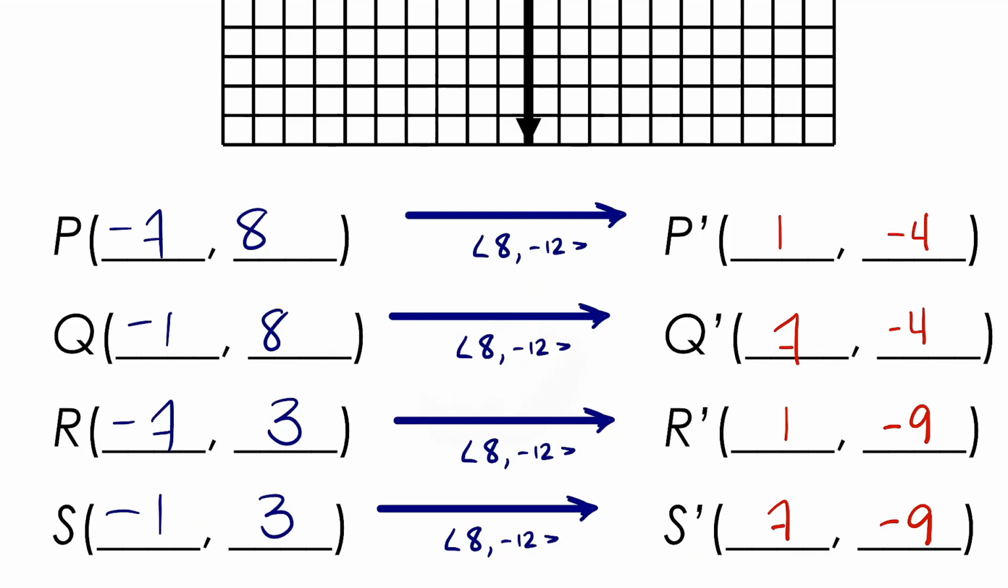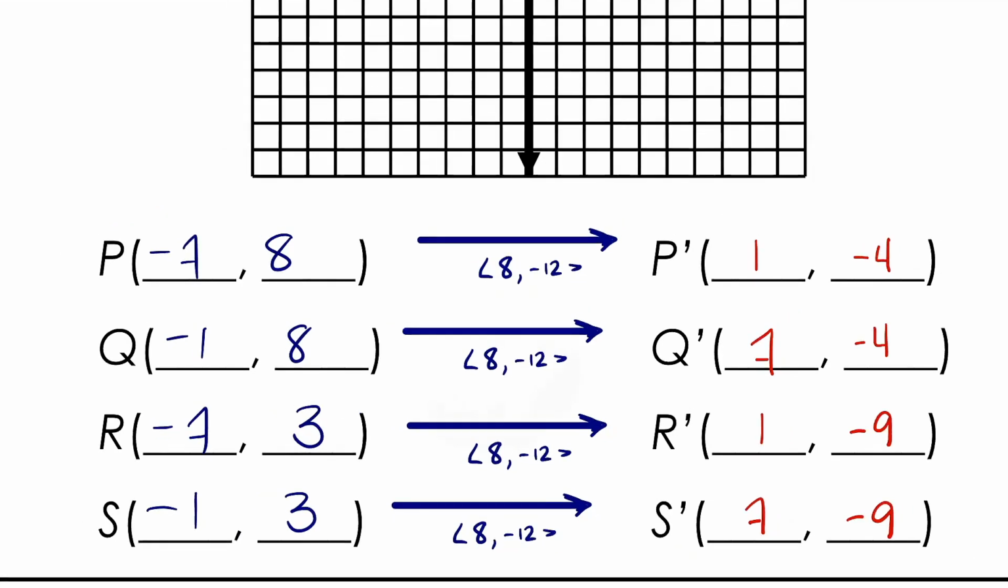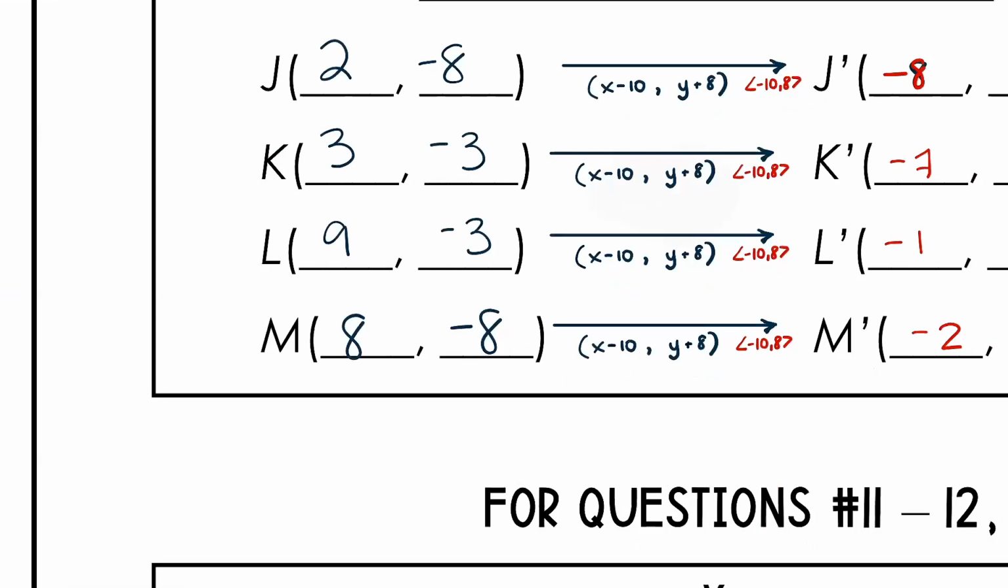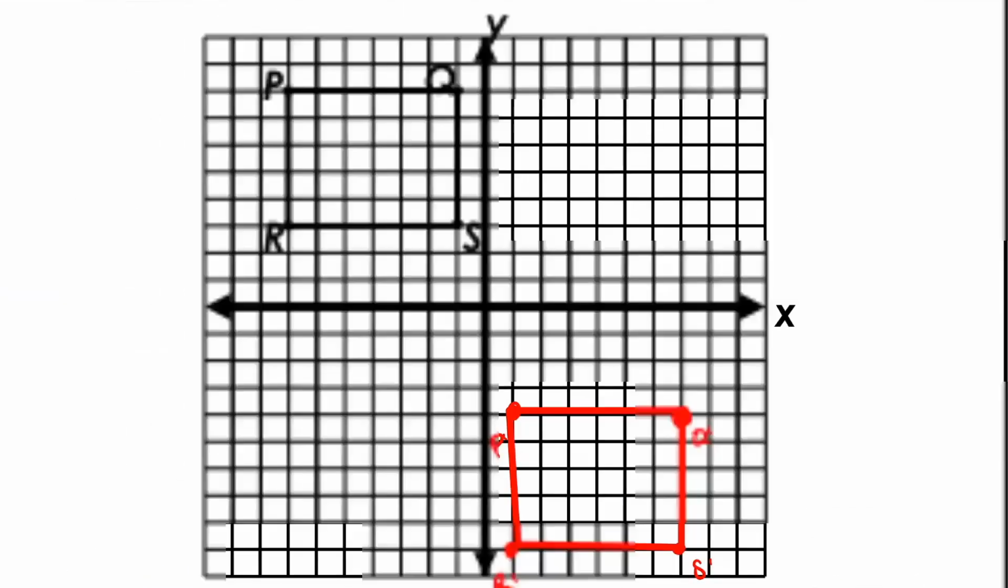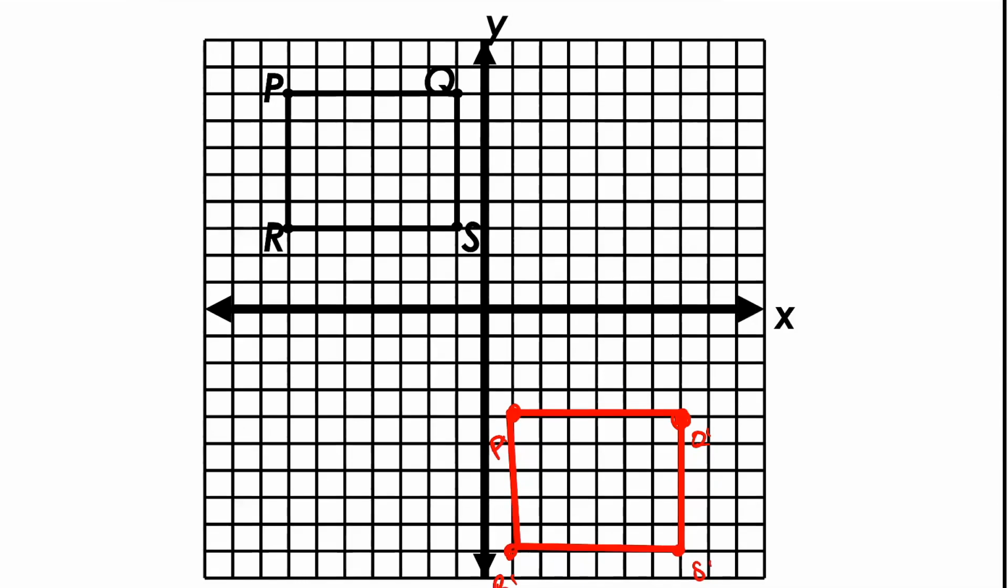And now that's what we go ahead and plot onto our graph. 3, 2, 1. Just like that. And then when you write it in there, make sure you put your prime notation.